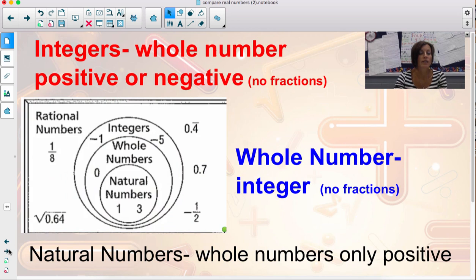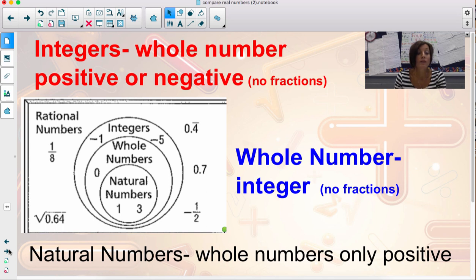The rest of this Venn diagram, we need to define a little bit more. So if you need to pause at any time, go ahead. Looking back at the left side, the rational numbers, we've got integers, which we've talked about already. Whole numbers that are either positive or negative, no fractions. Our whole numbers we've done since kindergarten. So those are just integers, no fractions.